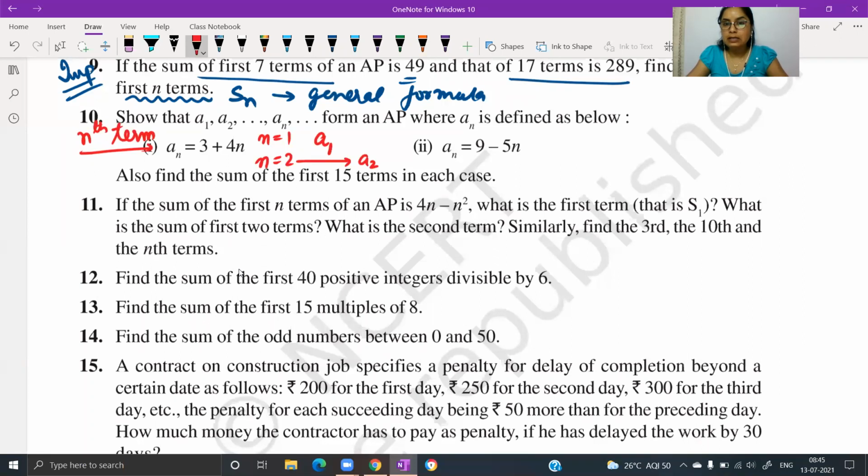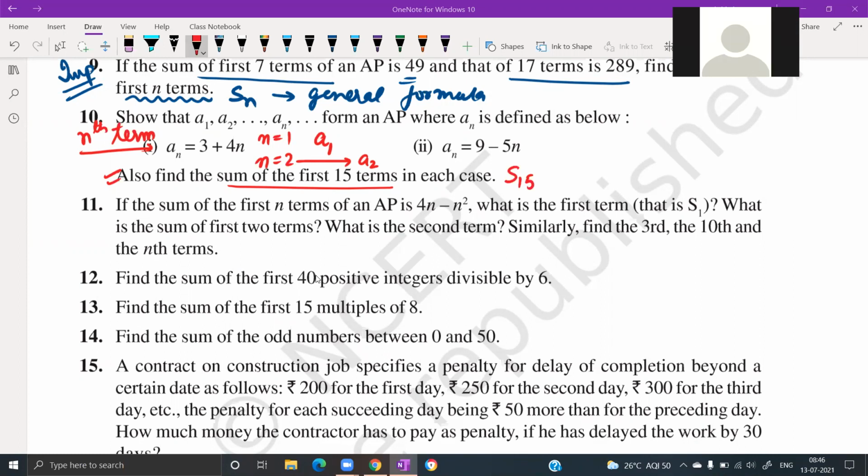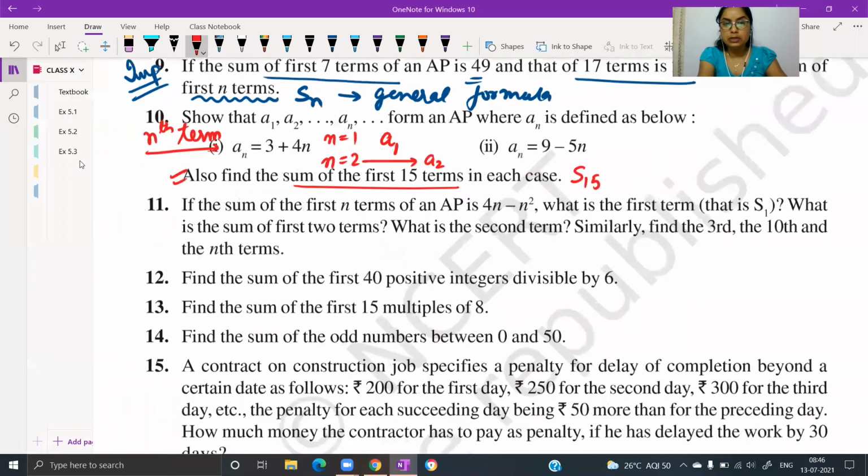After that, you have to find out the sum of the first 15 terms in each case. Kindly mark this, the part given after the 2 parts of the question, at the bottom of the page, the instruction given to you: you have to find out the sum of the first 15 terms. You have to find S15. Tell me if the question is clear. All these 3 questions, 9th, 10th, and 11th, are equally important. Tell me if it is clear what they are asking you to do.